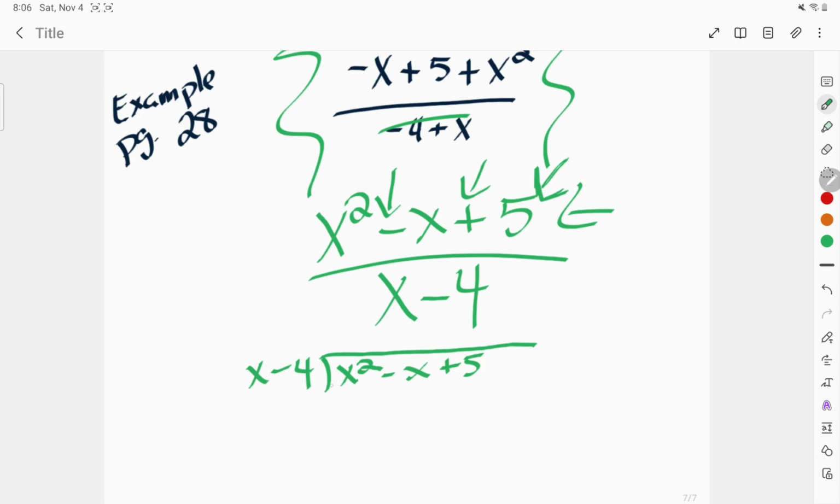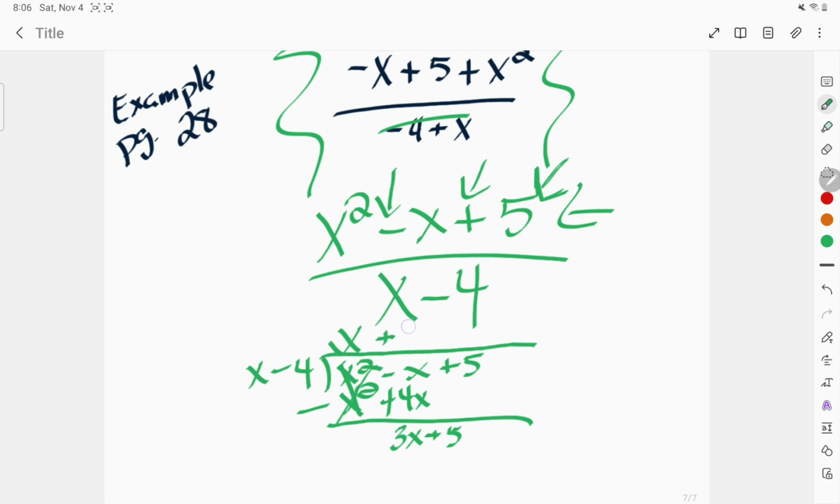All right, so x goes into x squared. X times x is x squared. X times negative 4 is negative 4x. I'm going to subtract, which changes my signs. That goes away. Negative 1 plus 4 gives me positive 3. Bring down my 5.